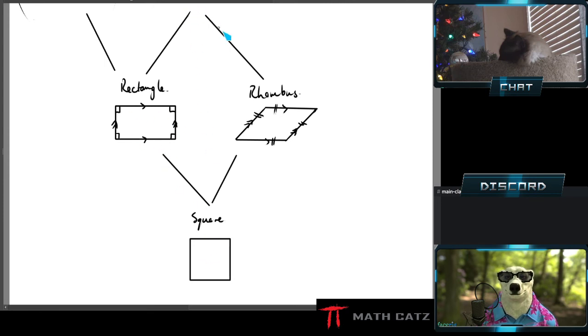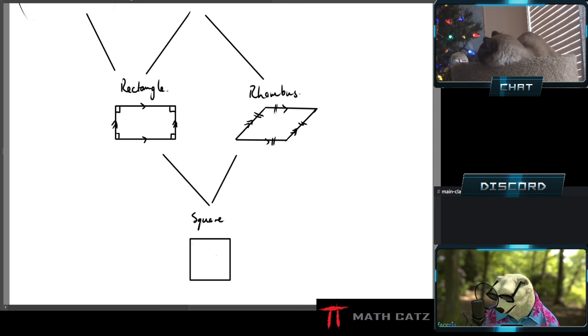Or I can go via the rhombus, which has all the sides equal already, and say that a square is a rhombus with all angles being the same. In each path, I get the square. So the rectangle and the rhombus overlap in the square. A square is a special rectangle, a square is a special rhombus.